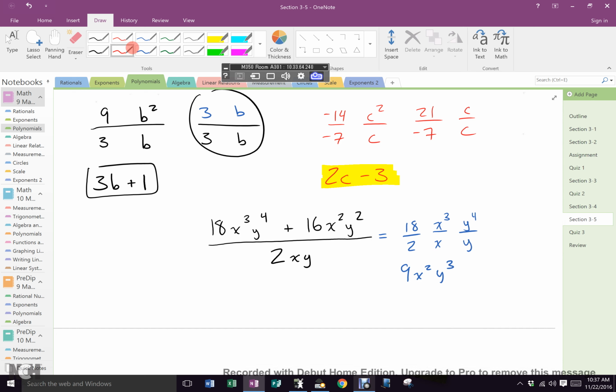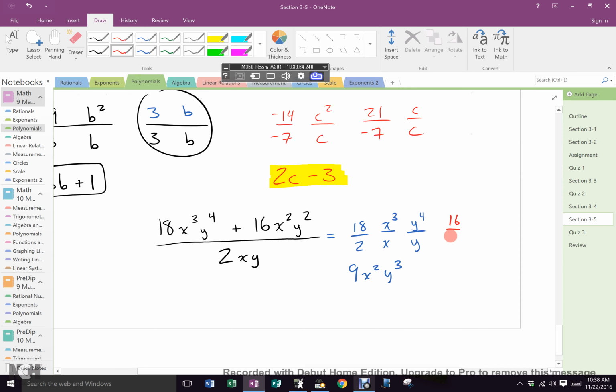Okay, now let's do the next one. I got 16 over 2, x squared over x, and y squared over y. 16 divided by 2? Positive 8. x squared divided by x? x to the 1. Do we write x to the 1? Nope. y squared divided by y? y to the 1. Do we write y to the 1? Just write the y.